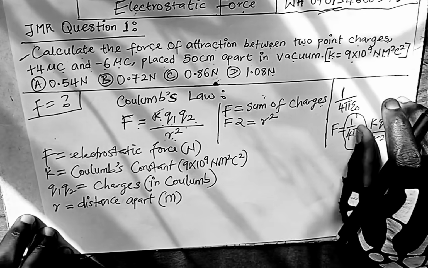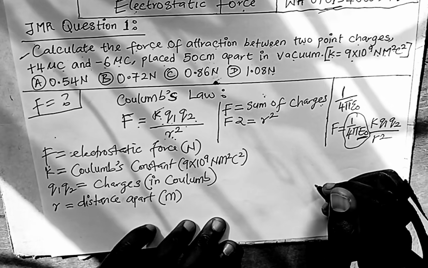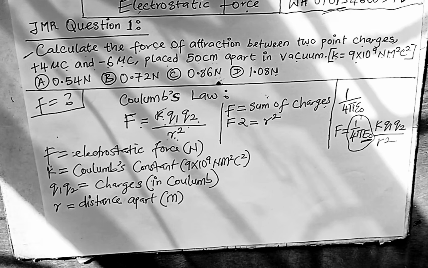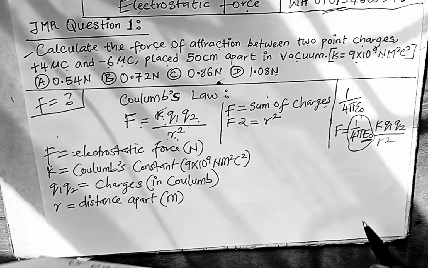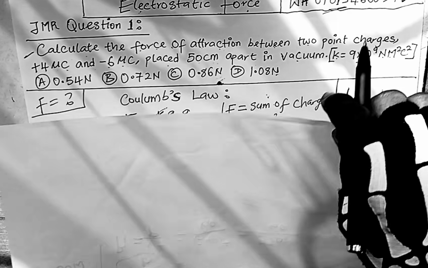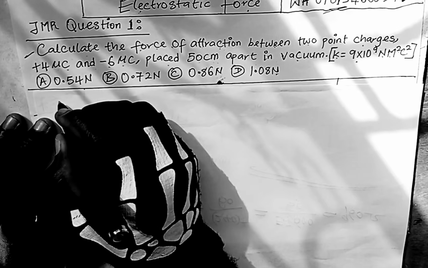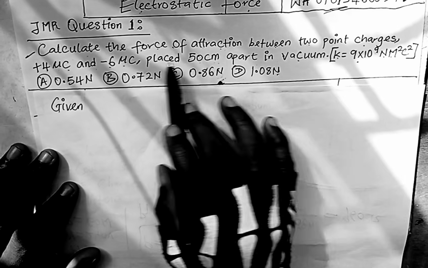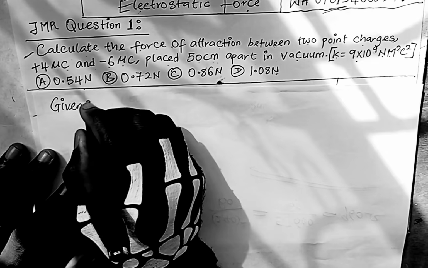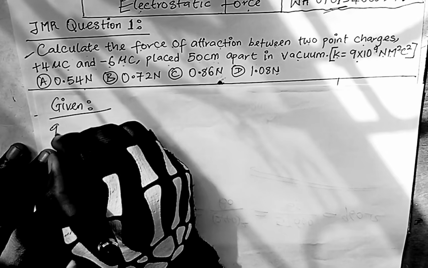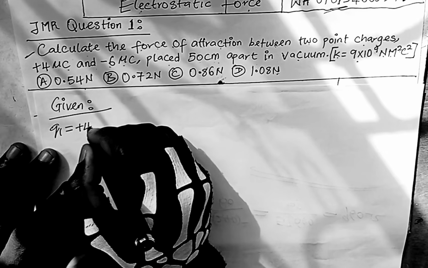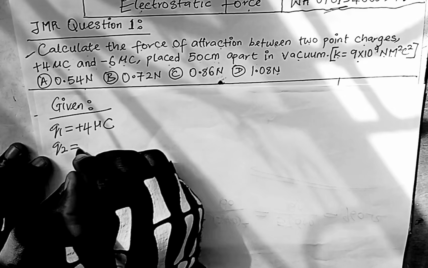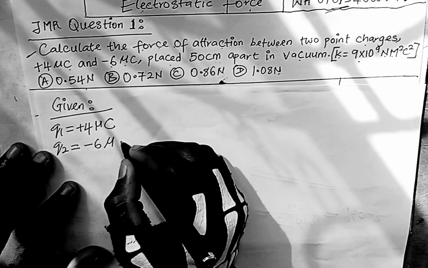So let's write out all we were given. Let me bring another paper to do this rough work. Given: they gave us the force of attraction between 2 point charges. The first one is Q1 equal to plus 4 microcoulomb, and Q2 equal to minus 6 microcoulomb.